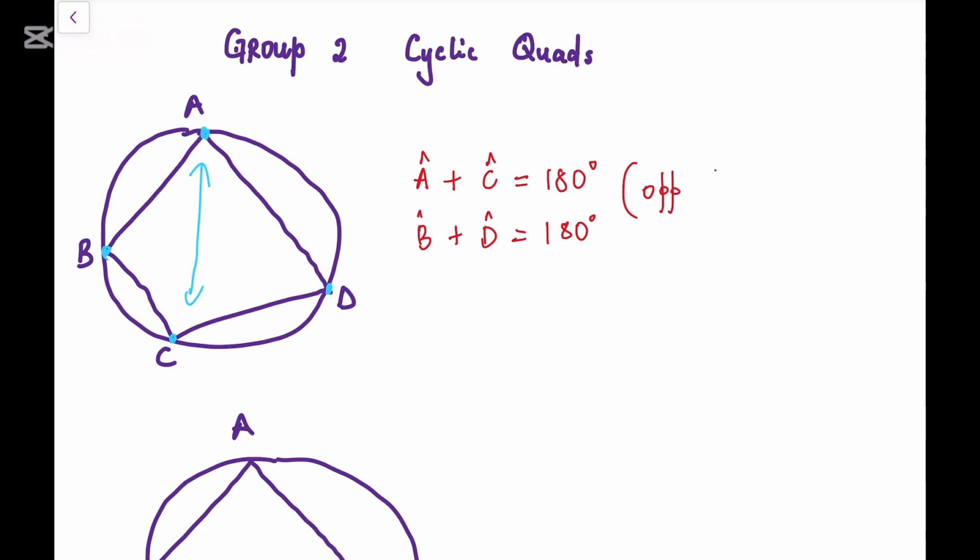Reason here, you just say these are opposite angles of a cyclic quad. That is how you write the reason: opposite angles of a cyclic quad. That is number 1.